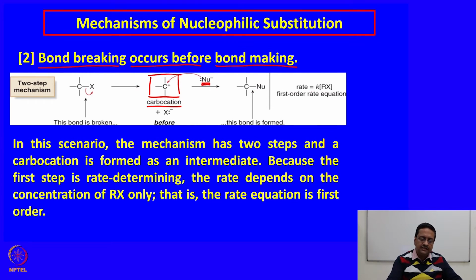In this case, the rate of the reaction is only determined by the concentration of the Rx, that is the alkyl halide, and that is why we call this a first order reaction or first order rate equation. So, here the mechanism has two steps and a carbocation is formed as a reaction intermediate. Because the first step is the rate determining step, the rate depends on the concentration of Rx only, that is, this is first order kinetics.